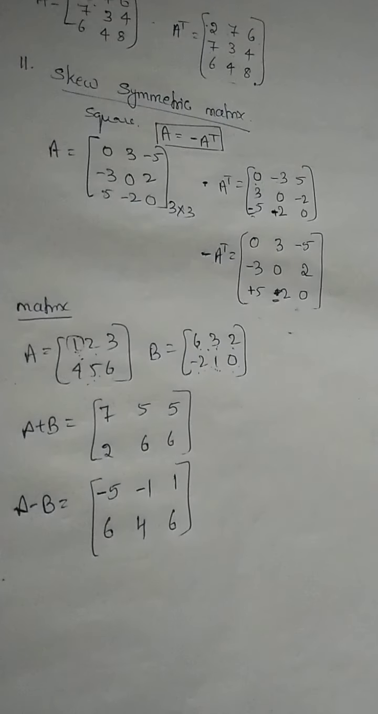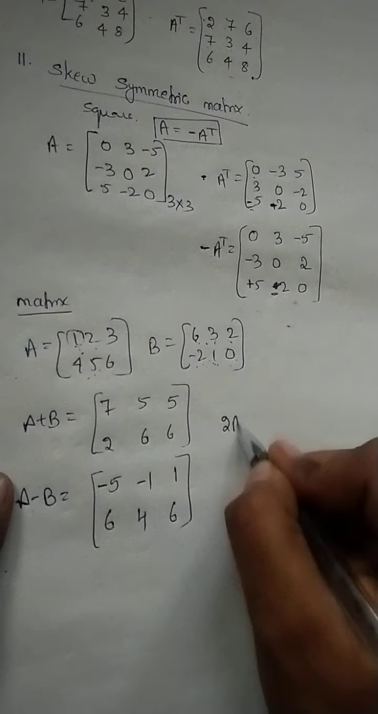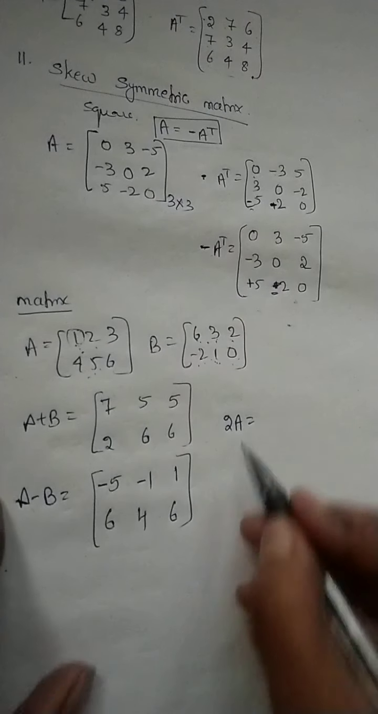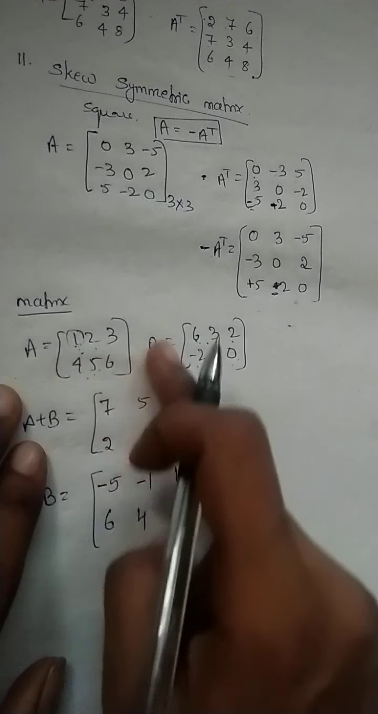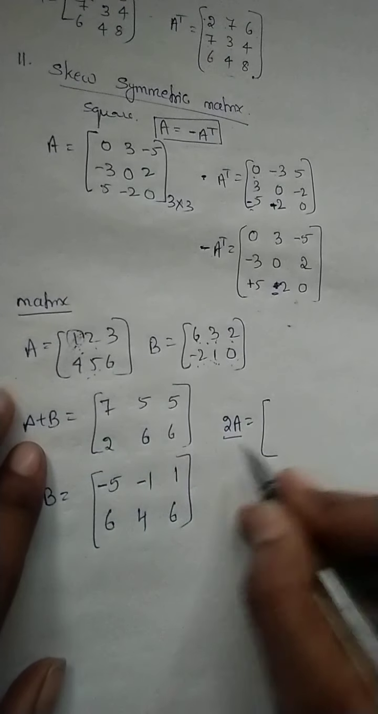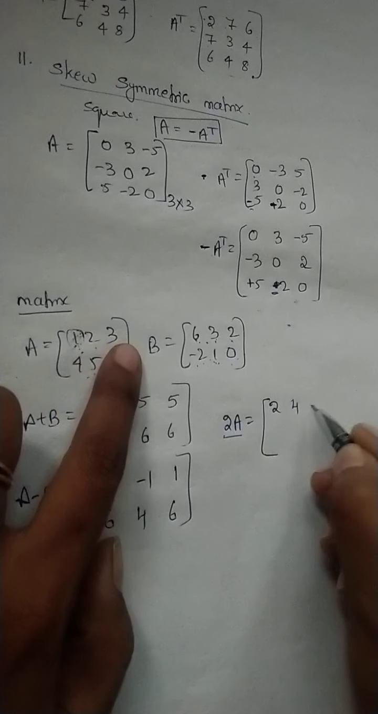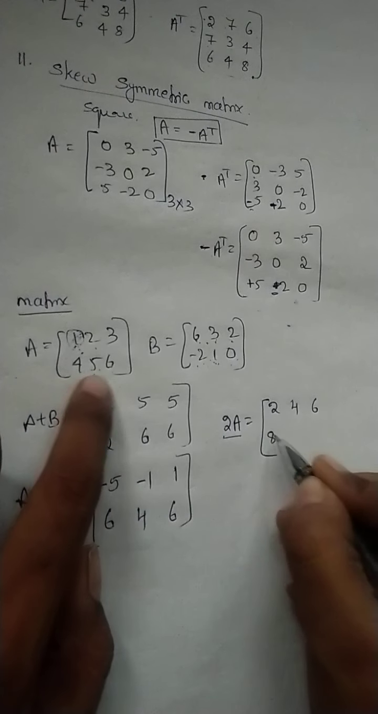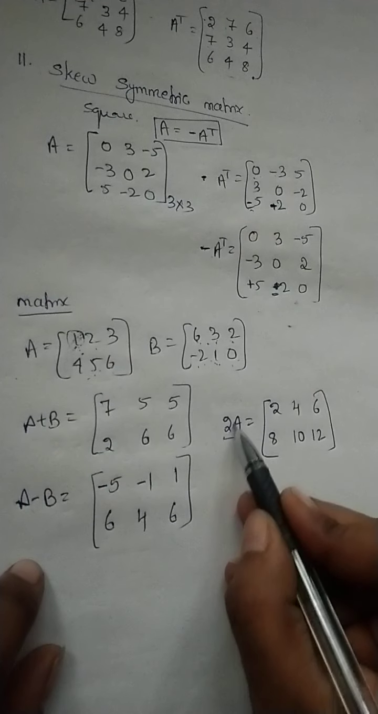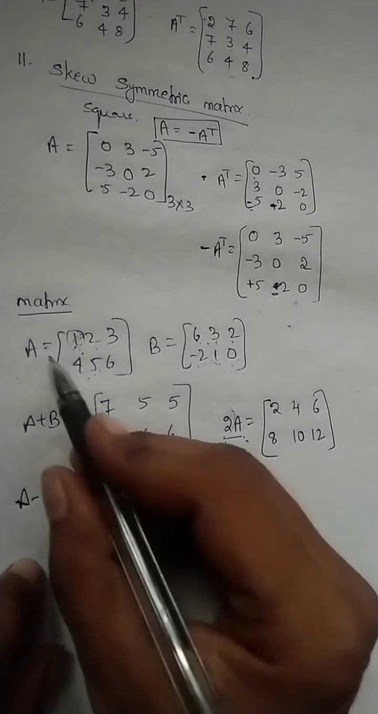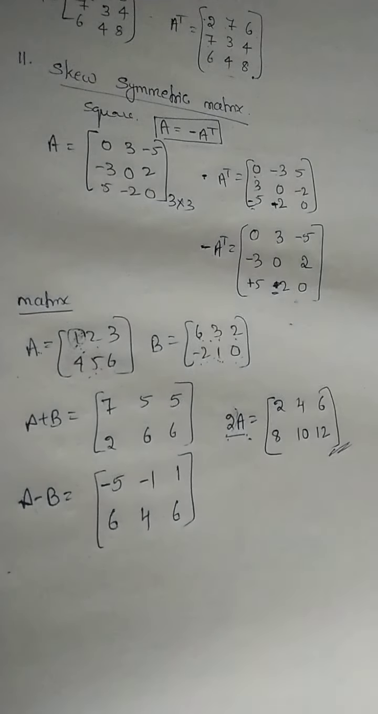And if you want to multiply a scalar with a matrix, consider you have to multiply 2 with A. Okay, you need to find 2A. Then multiply the 2 with all the elements of A. So 2 into 1 is 2, 2 twos are 4, 3 twos are 6, 4 twos are 8, 5 twos are 10, and 6 twos are 12. So 2A is multiplying the scalar constant to the matrix A. This is how you have to multiply the scalar constant.